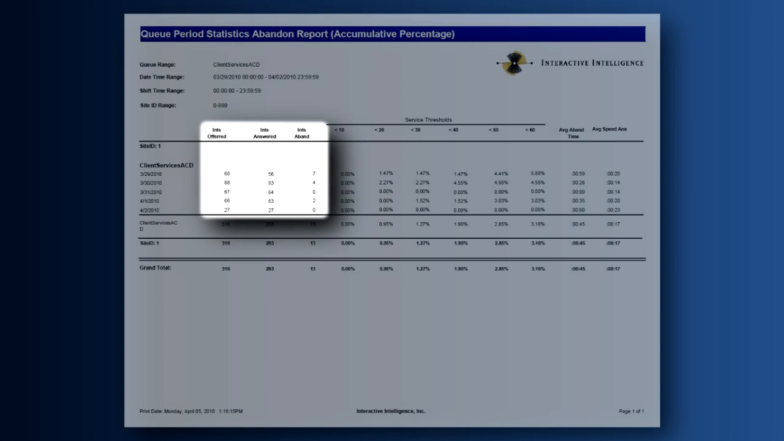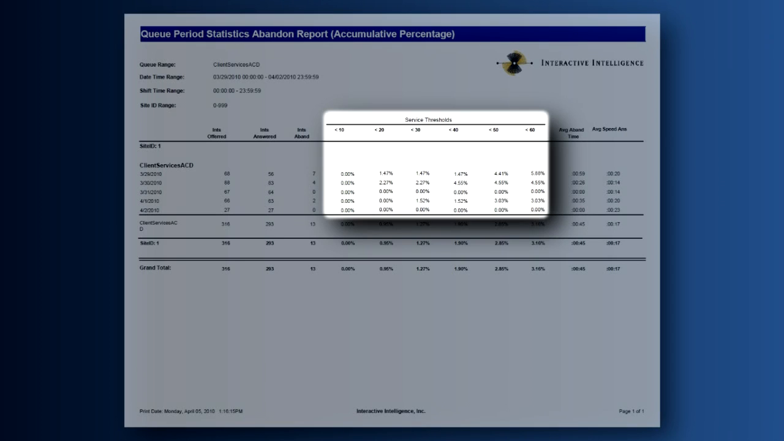Again, the first 3 columns repeat the information we saw from the previous report: how many interactions, how many answered, and how many abandoned. But this time in the service threshold column, we're seeing what our abandonment rate was in each of those increments, 10, 20, 30, up to 60 seconds, so that you're able to get an idea of how quickly your callers are abandoning as they're waiting in queue.